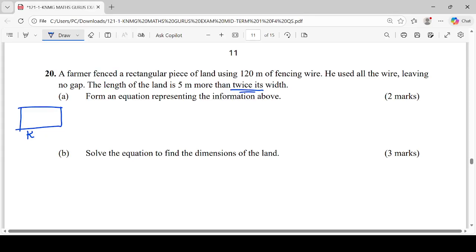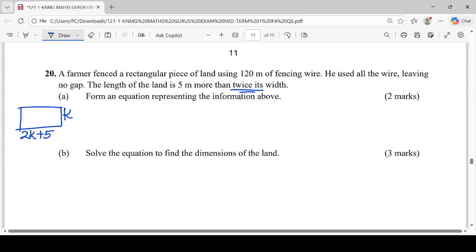Or rather, maybe let me start by saying let the width be K. That will be simple. If my width is K, then the length is 5 meters more than twice the width. So this one will be 2K plus 5. That gives you the length. Exactly. That is now simpler.